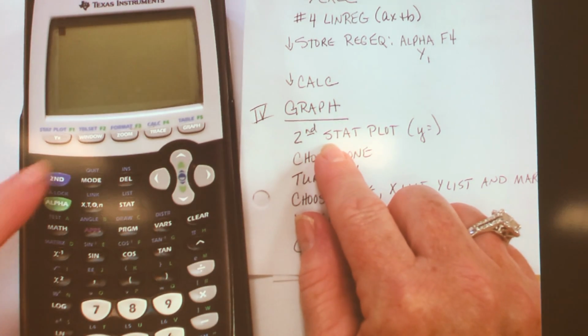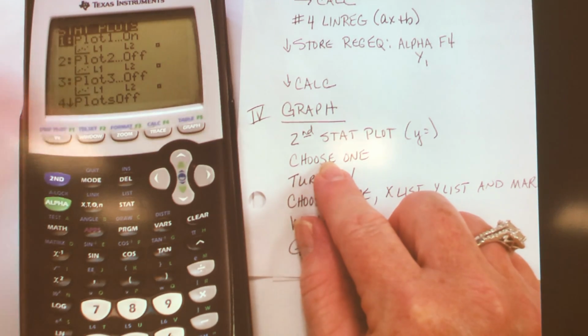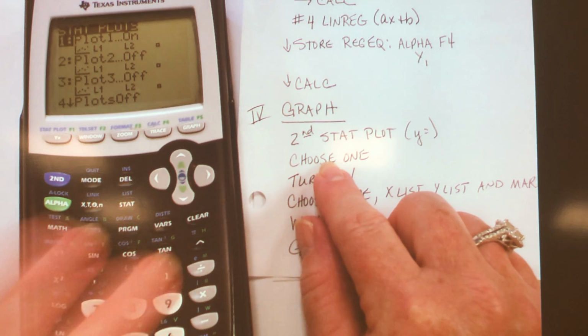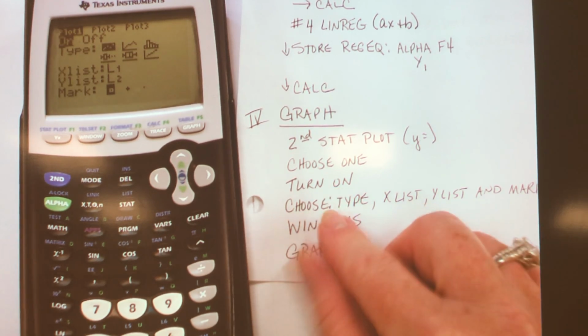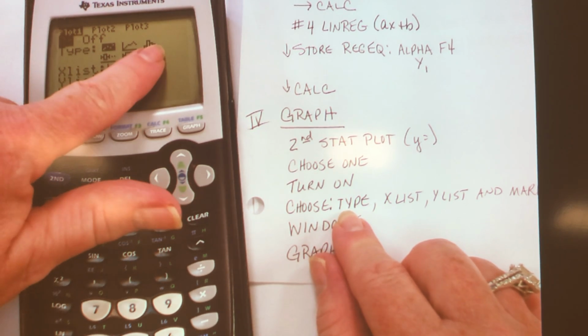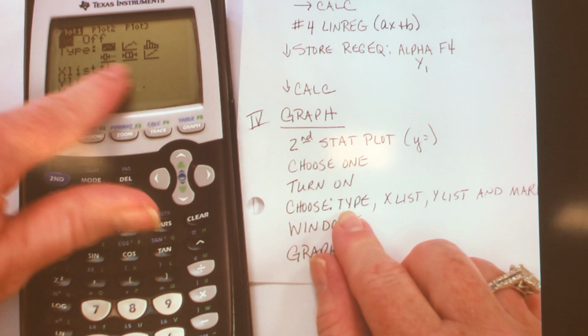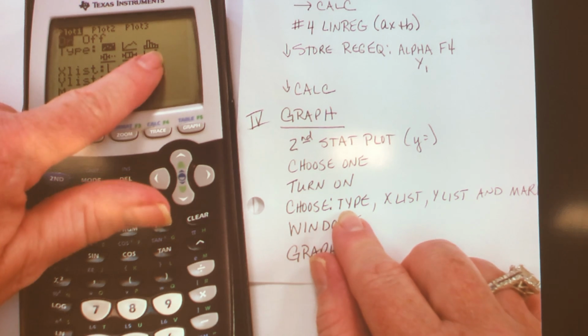I'm going to go to second and stat plot, which is y equals. I'm going to choose one of them. You see you have like 9 or 10 of them. I'll choose the first one and turn it on. Now I choose the type. This is a scatter plot. This is a line graph. This is a bar graph. These two are box and whiskers; you're familiar with this one because it has a median line. This is step graph, I think.